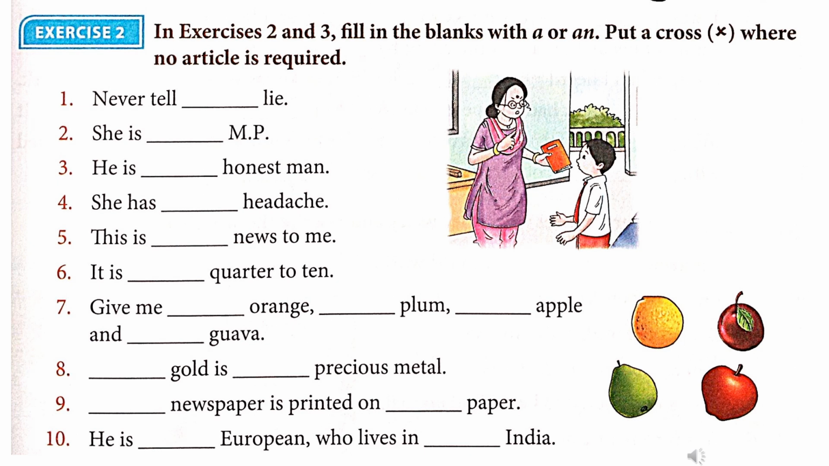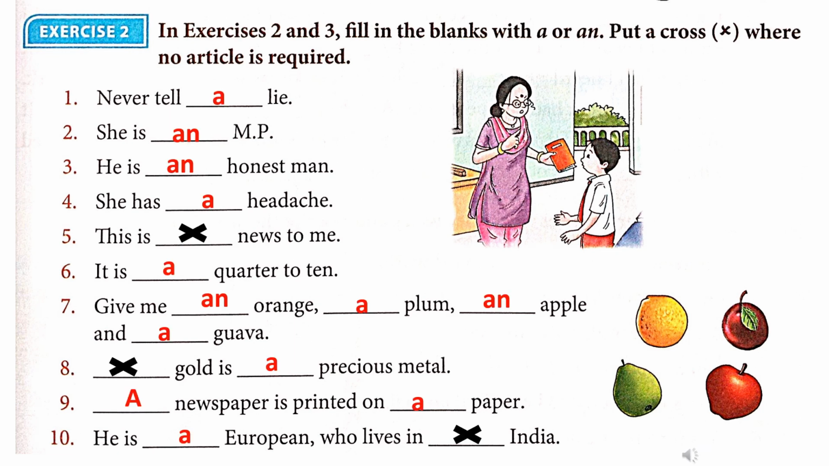Nine, dash newspaper is printed on dash paper. Here, a newspaper is printed on a paper. Ten, he is dash European who lives in dash India. European begins with a vowel letter, but we already told that when we pronounce it, it has the sound of Y. So we have to use a. He is a European who lives in India. There, no need of an article, put a cross.